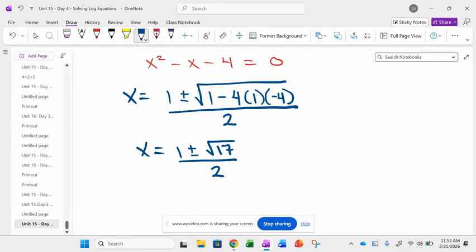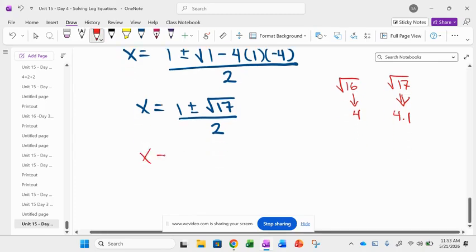Do I still need to check for extraneous solutions? Absolutely. Now, 17 is not a perfect square, right? So we have to estimate this. But do we agree that the square root of 16 is 4? So the square root of 17 is going to be bigger than 4? Maybe like a 4.1 or a 4.2, something like that. All right, so we're estimating. For the sake of just figuring things out, I'm going to just use 4 as the root of 17 because we know it's approximately 4, a little bit bigger.